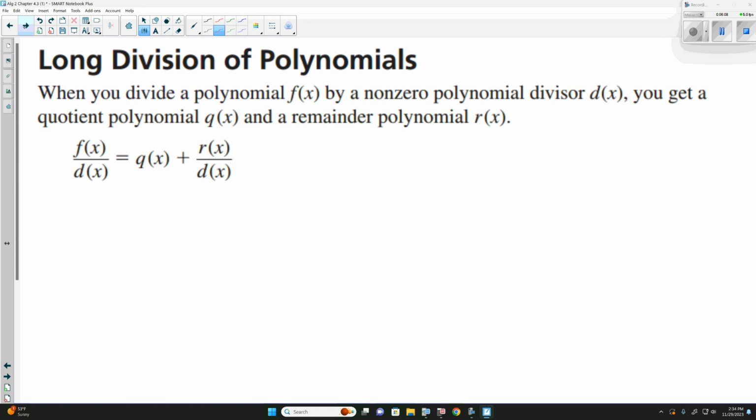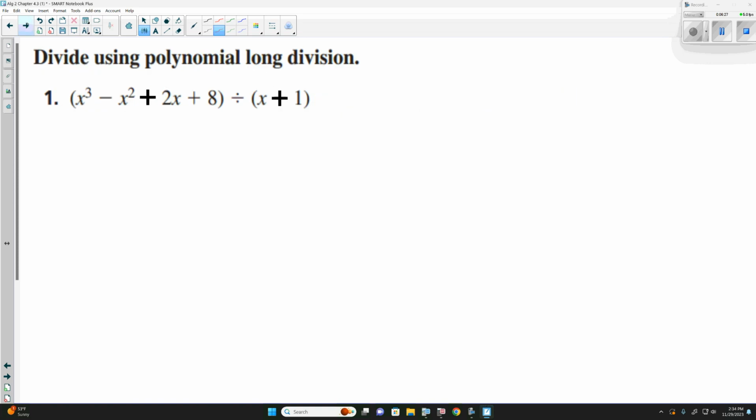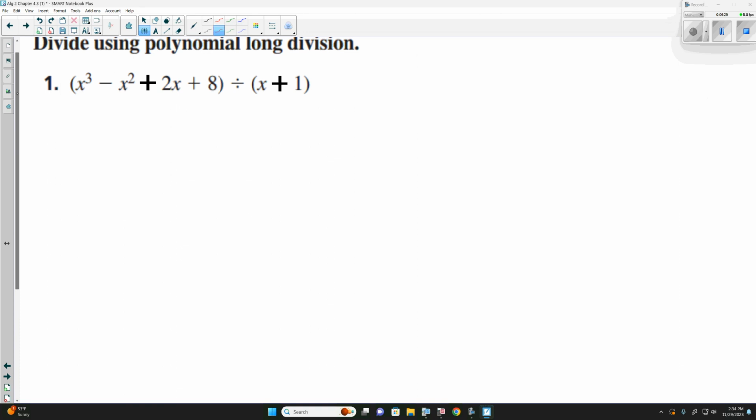Now, normally we would go back over doing long division with numbers, but I think it's going to be easier if we just jump right into this. When you divide a polynomial f of x by a non-zero polynomial divisor d of x, you get a quotient and a remainder.